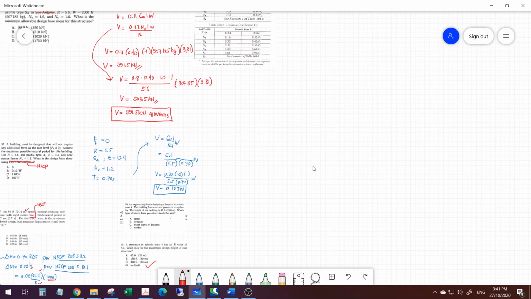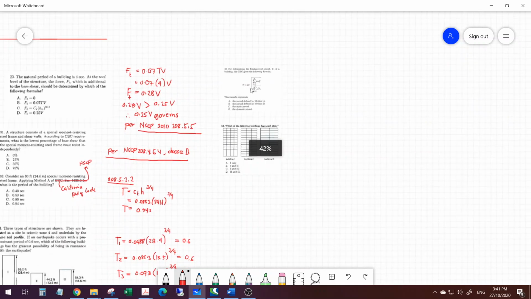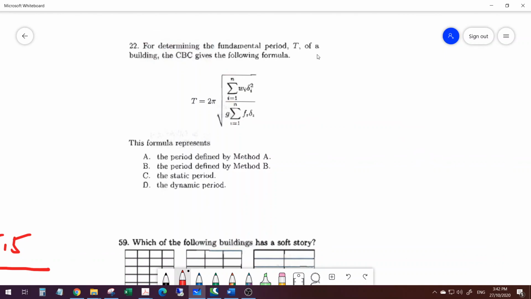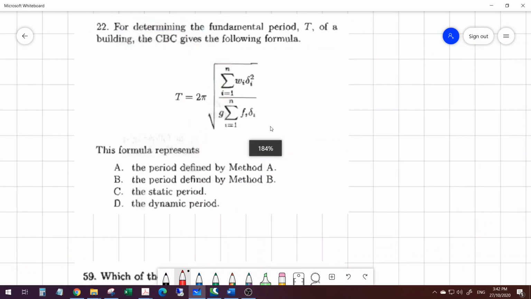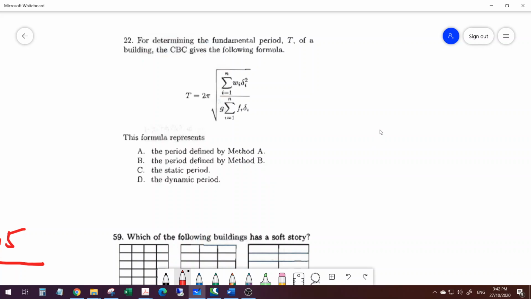to include in the problem these two. For example, this one: for determining the fundamental period T of a building, the CBC gives the following formula. T equals 2 pi square root of summation of Wi delta i squared all over g summation of Fi delta i. So this formula represents what? A, defined by method A; B, method B; C, static period; or D, dynamic period.